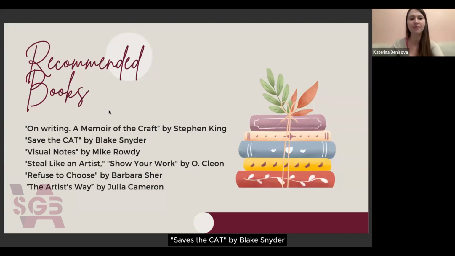Save the Cat by Blake Snyder. This book is more complicated. It's about making really breathtaking scenarios for your texts. So only if you want to be a very deep copywriter and if you are planning to write a book one day yourself, you can read this book. It's very interesting and it will improve your copywriting skills a lot.